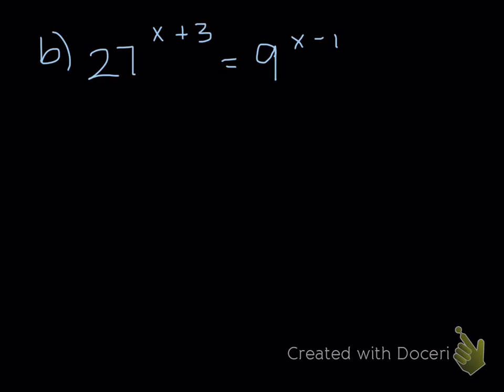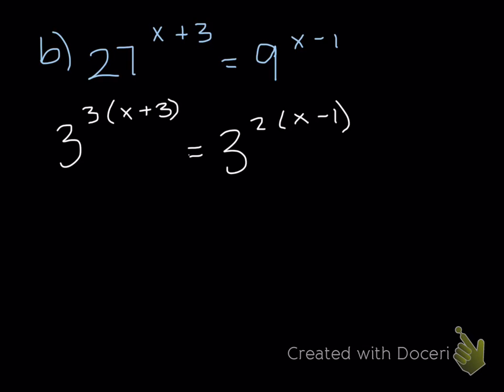So here's another one, again, where I can get the same base on both sides, so our common base would be 3. So 27 is 3 to the 3rd. And then notice I still have this x plus 3 up here. 9 is 3 squared, and I still have this x minus 1. And now that I have the same bases, I set my exponents equal, and I am going to have to distribute here on both sides.